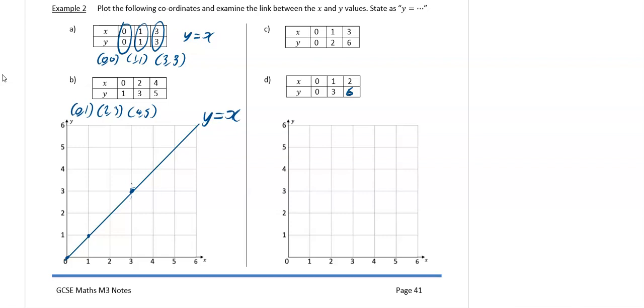When your X is equal to 2, your Y is equal to 3. So it's 1 more than the X again. When X is equal to 4, Y is equal to 5. So again, it's 1 more. So the relationship is Y is equal to X plus 1.